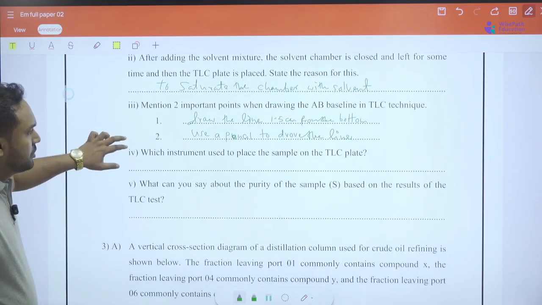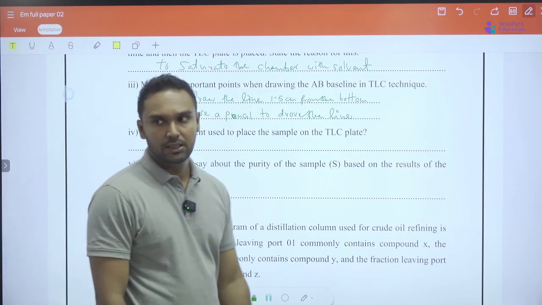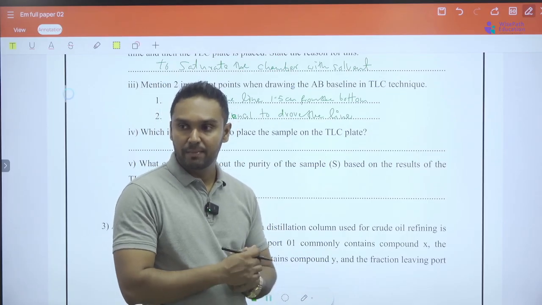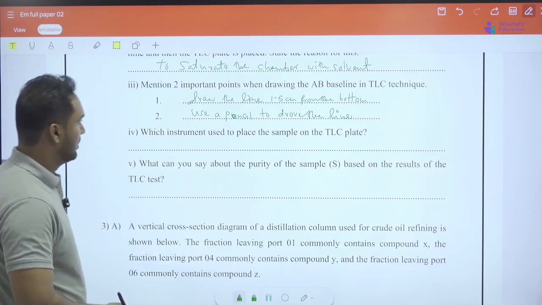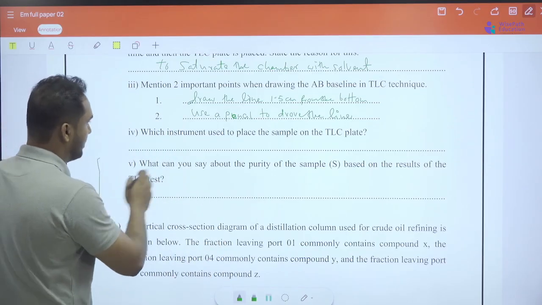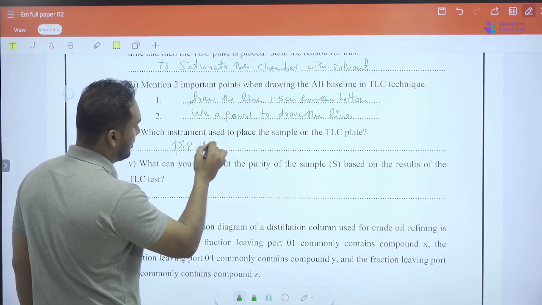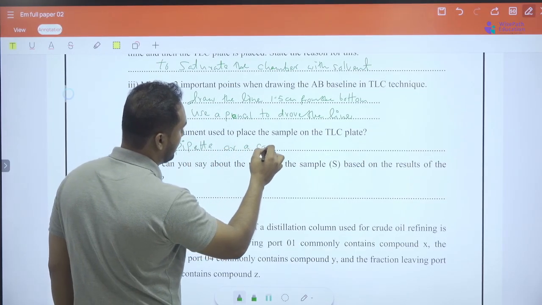Which instrument is used to place the sample on the TLC plate? Yeah, you can use a pipette, or if you don't have a pipette, a capillary tube can be used. A capillary tube or a pipette.